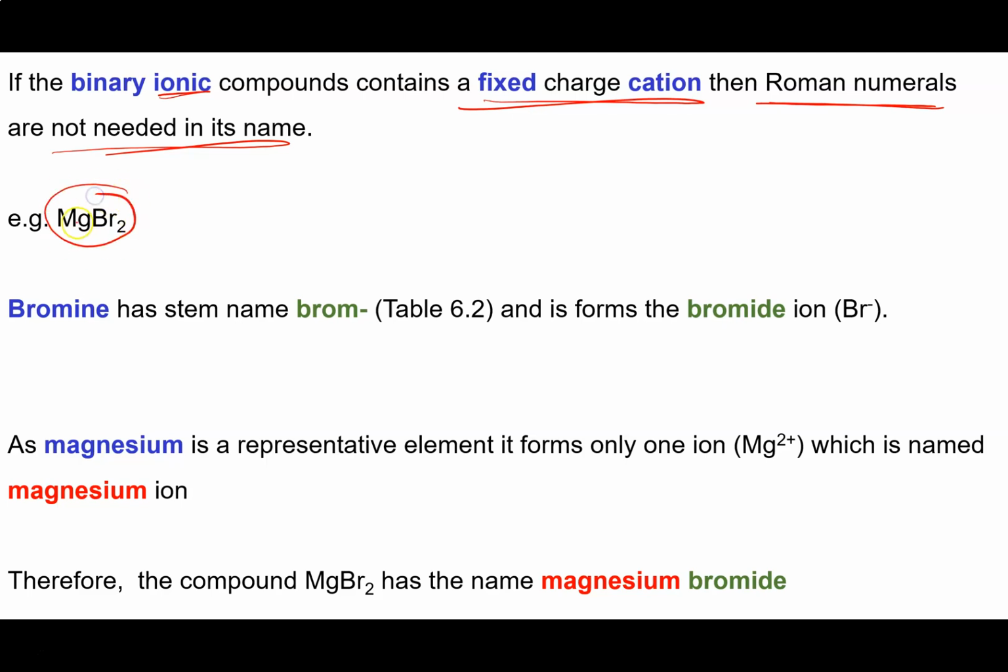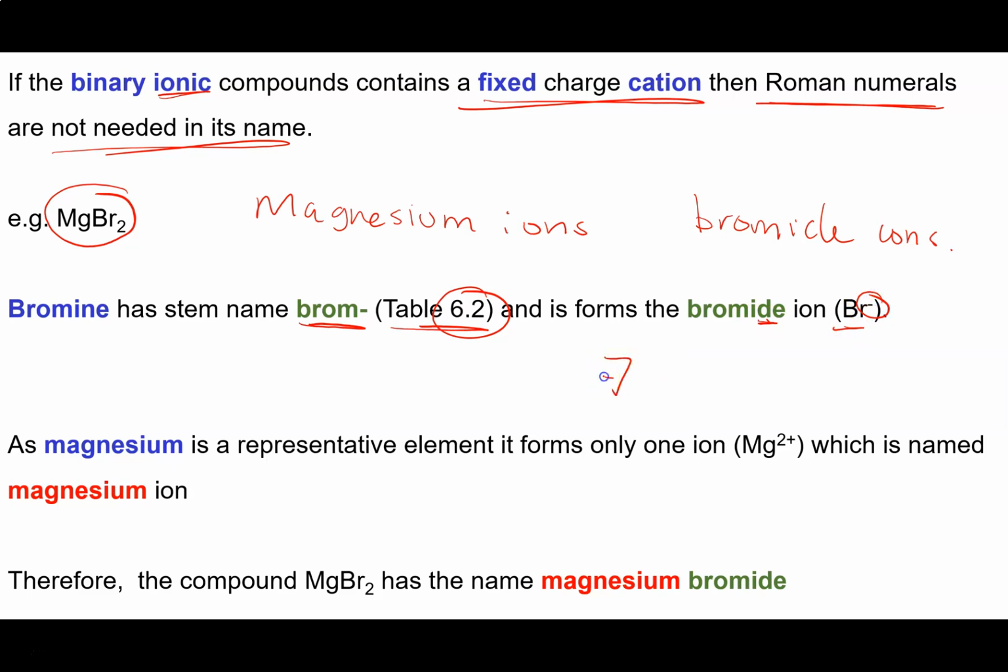But if I have the formula MgBr2, I understand that I've got magnesium ions and bromide ions. Now, how did I come up with the name of the anion? Well, bromine has the stem name BROM, and there's a table with the common stem names in your book, and then we take the stem name of the anion and add the letters IDE to the end, so we call that the bromide ion. Now I know that it is -1 because bromine is in group 7A, and we take the group number and subtract 8 to get the charge on anions.